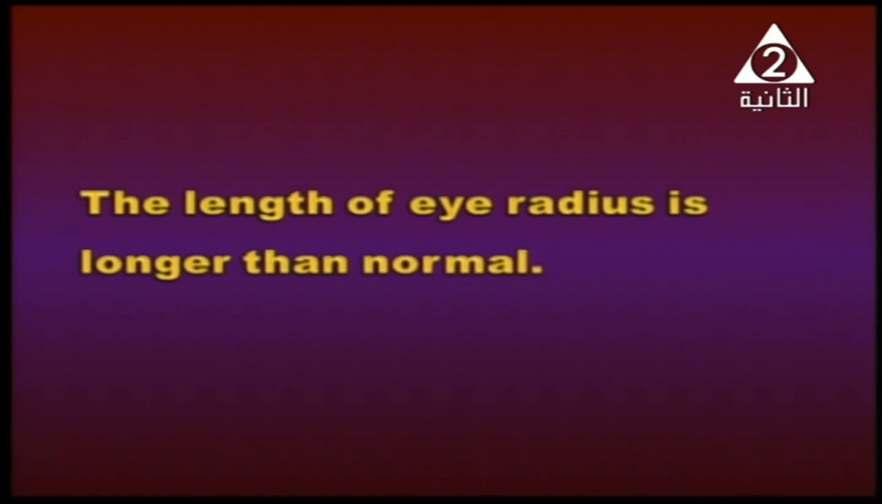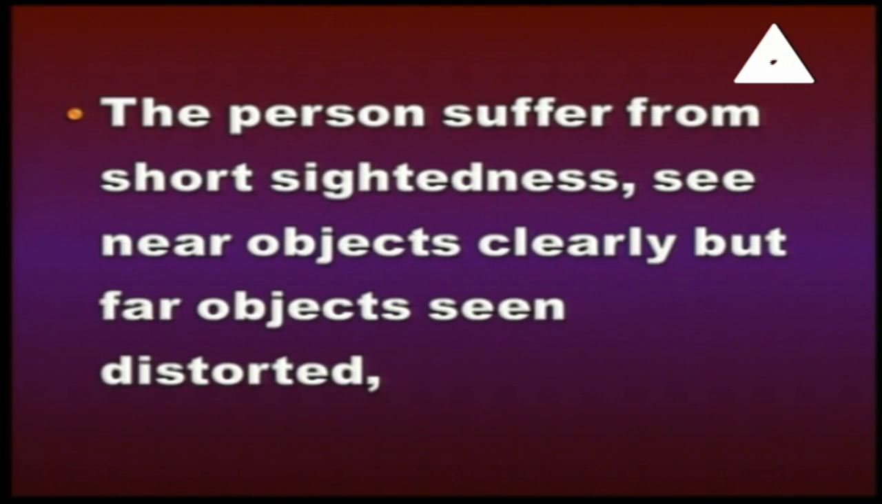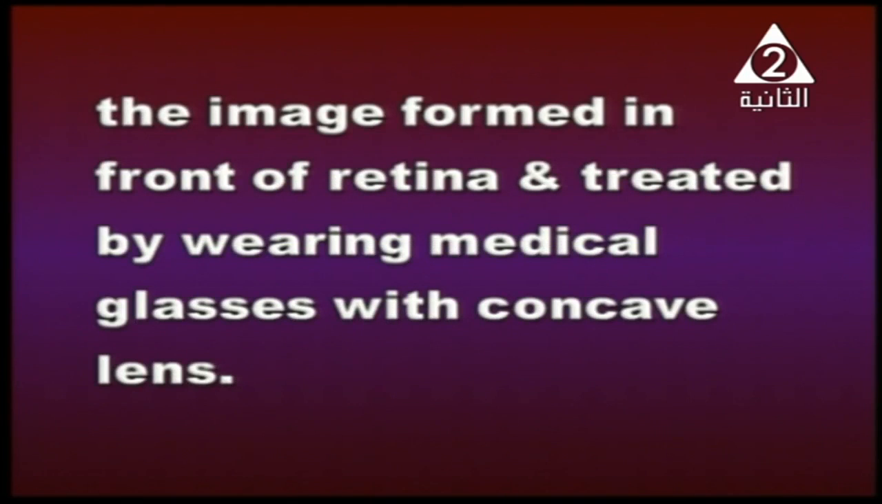Another type of question: what happens when the length of the eye radius is longer than the normal? The eye radius is longer in length than the normal size. The person suffers from short-sightedness, which sees near objects clearly, but far objects are seen distorted. Also, the image is formed in front of the retina and can be treated by wearing medical glasses with a concave lens.